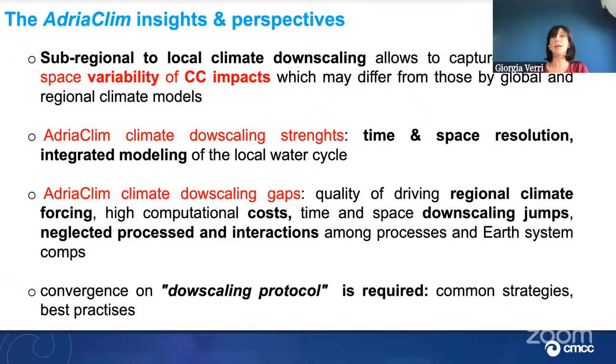There are still some gaps in the downscaling strategy that we aim to face in the future. It is about the quality of the available regional climate forcing and also the availability of the data in terms of data storage capability, which limits the accessible data sets. Then there are still issues regarding the computational cost and the downscaling jumps between the driving and downscaled modeling system. And finally, I would mention the processes or the interactions that are still neglected in the downscaling chain.